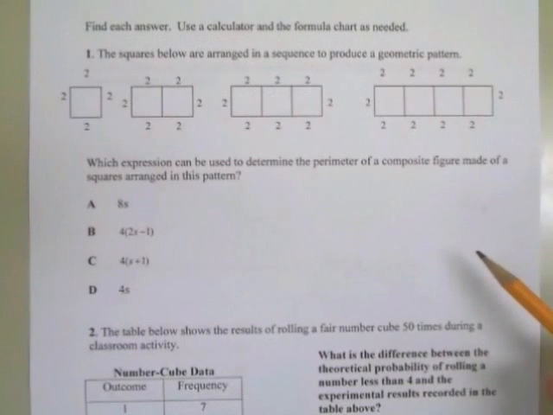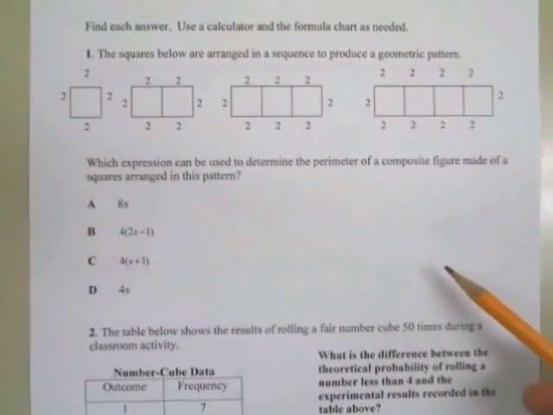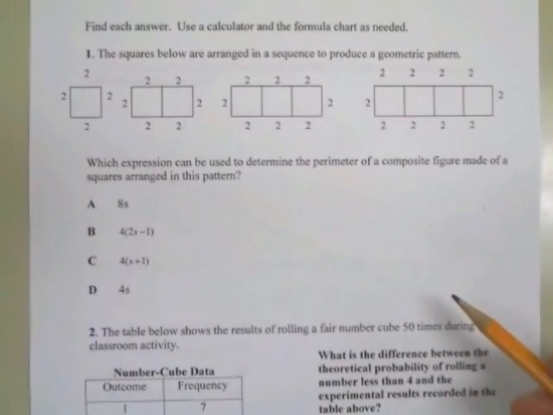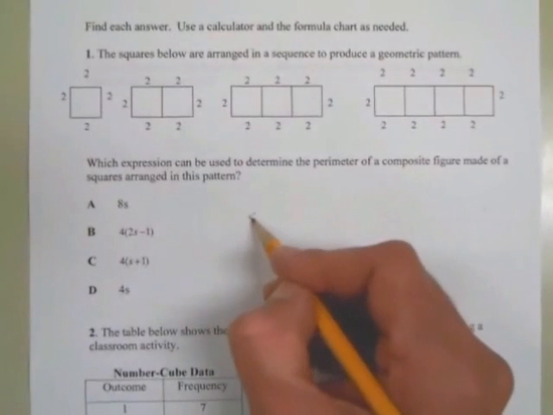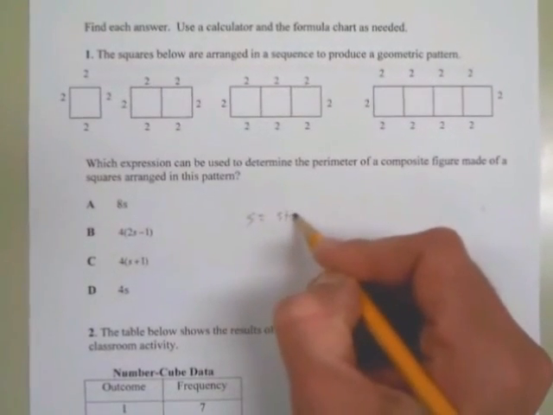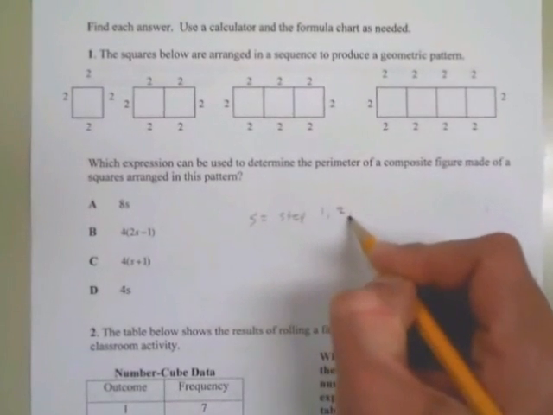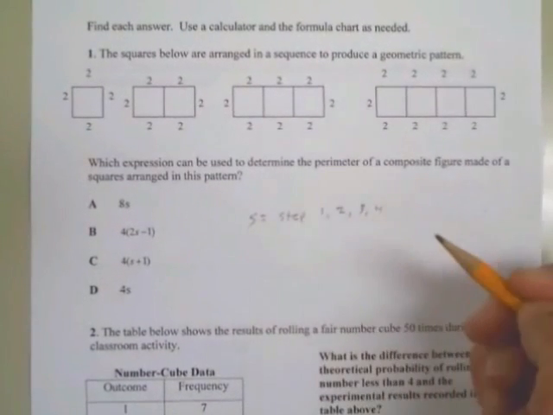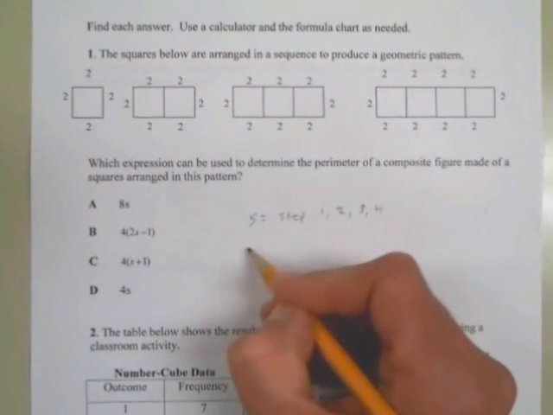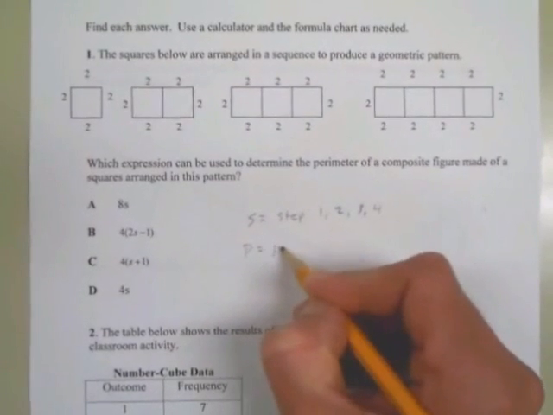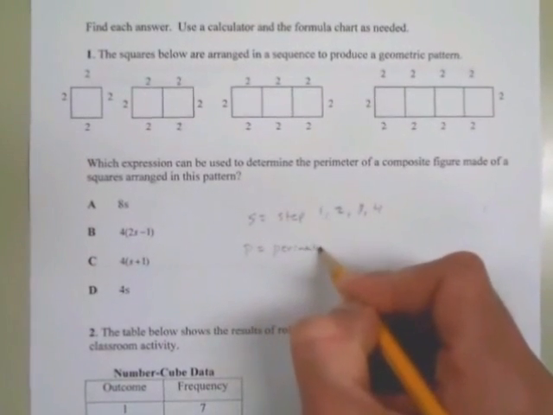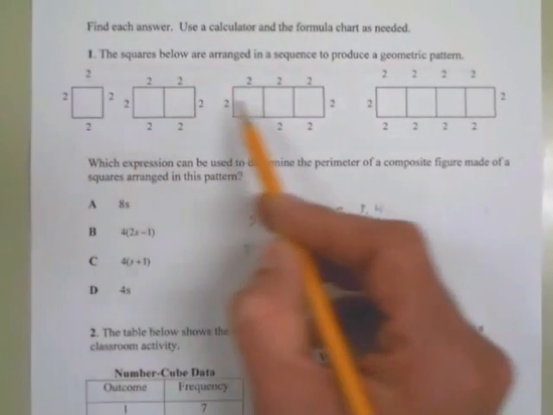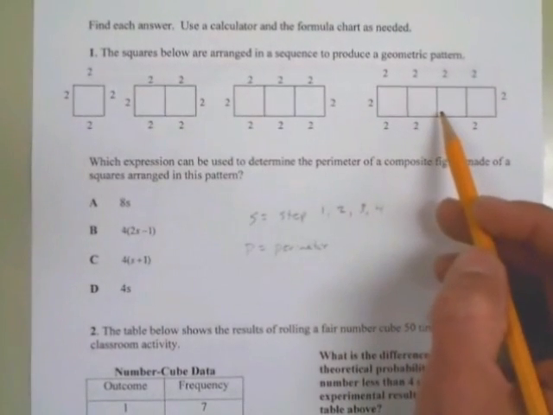Below are arranged in a sequence to produce a geometric pattern. What we have to do here to figure out this pattern is we're going to let S equal the steps. So it's step 1, step 2, step 3, step 4. We're going to let P stand for the perimeter. So we have to find the perimeter of all the patterns up here on top.